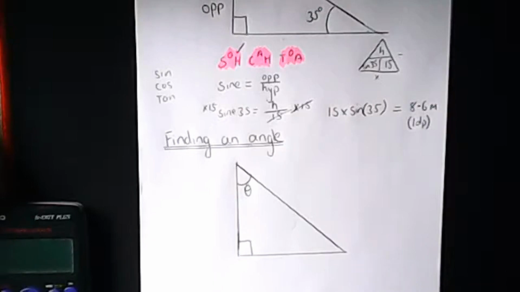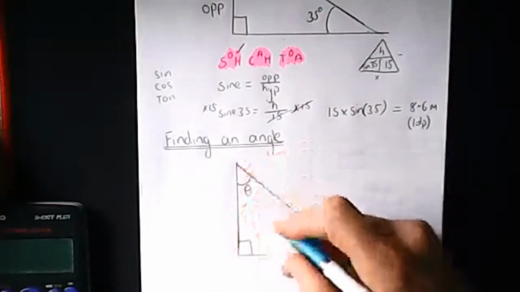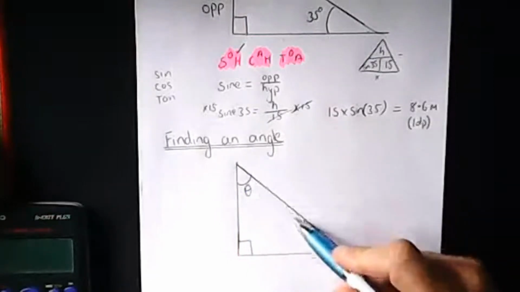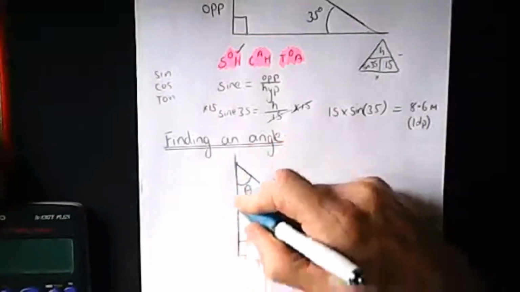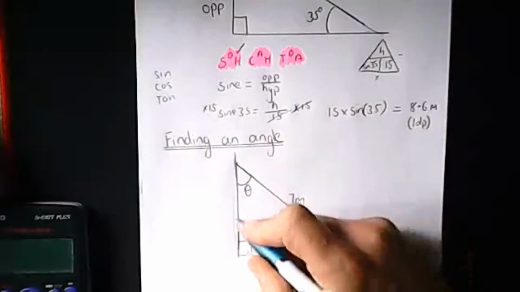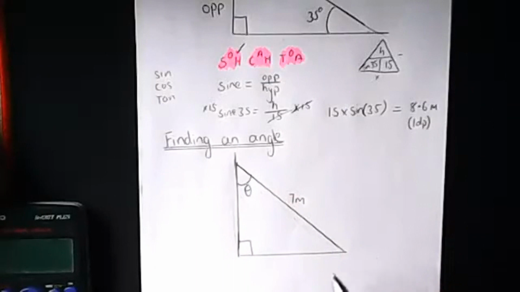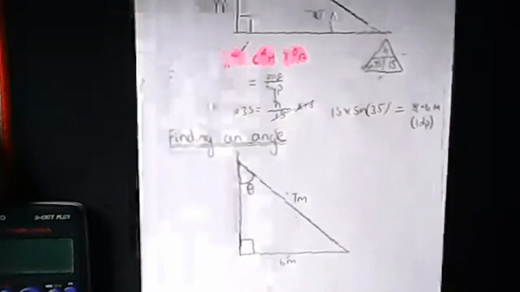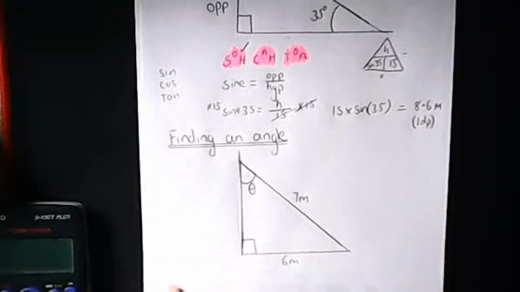Okay, so in this case, I'm going to say that this is a ladder against a wall. Okay, so here's the wall. And I know that ladder is 7 meters long. But I also know that this distance here is going to be 6 meters long, and what I want to know is what that angle is. So how am I going to go about this?